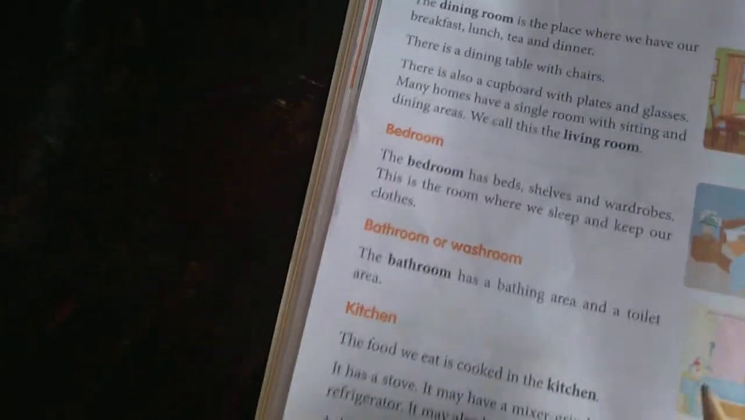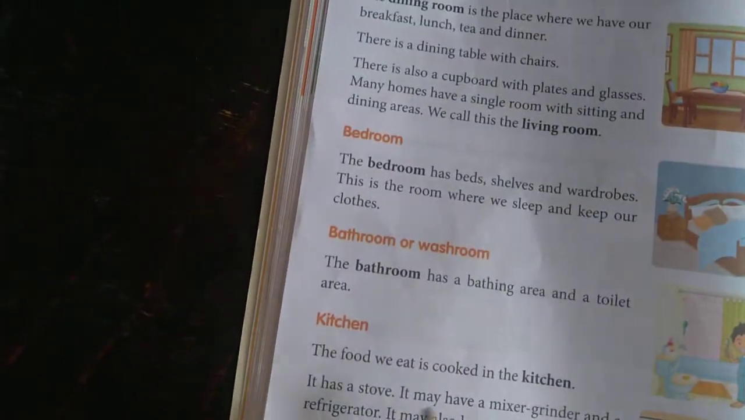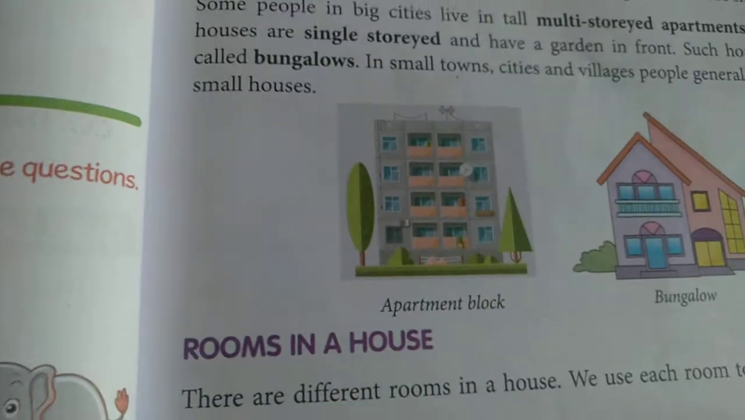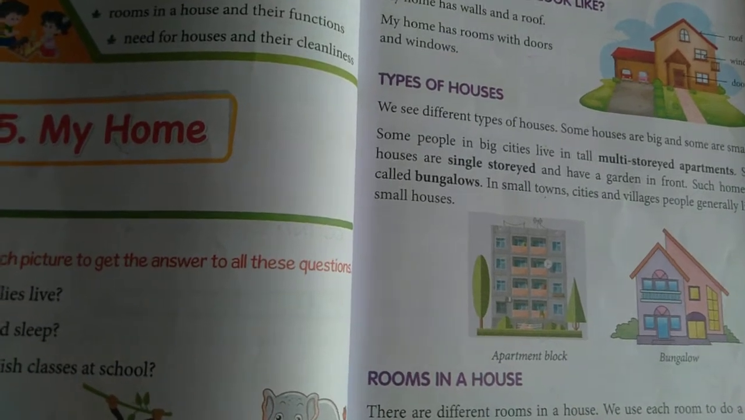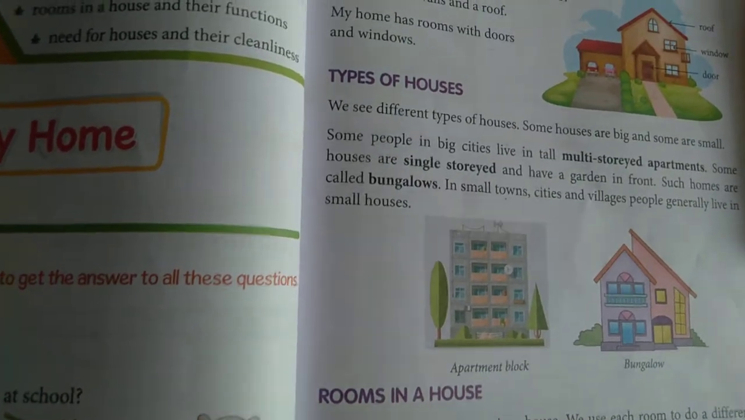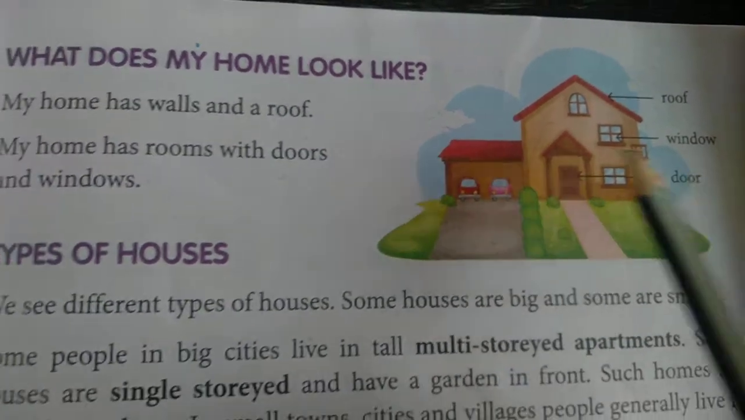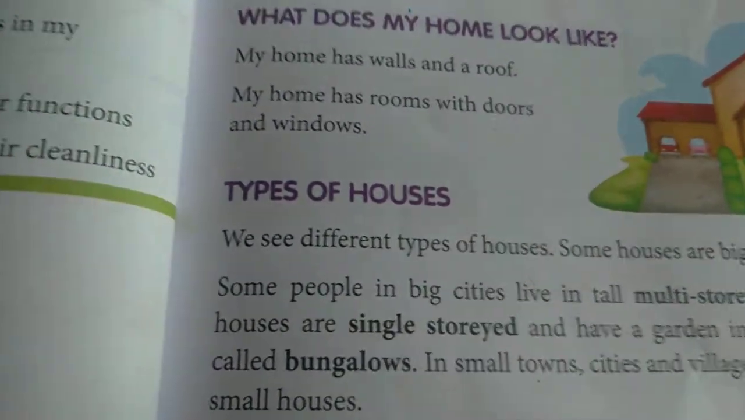So in this chapter we have learned about the different rooms that we have in a house. Then we have learned about the different types of houses like apartment blocks and bungalows, isn't it? And what does my home look like? The different parts of a house can be seen here, right? This is the roof, the windows, the doors, isn't it? A garden in front we can see.